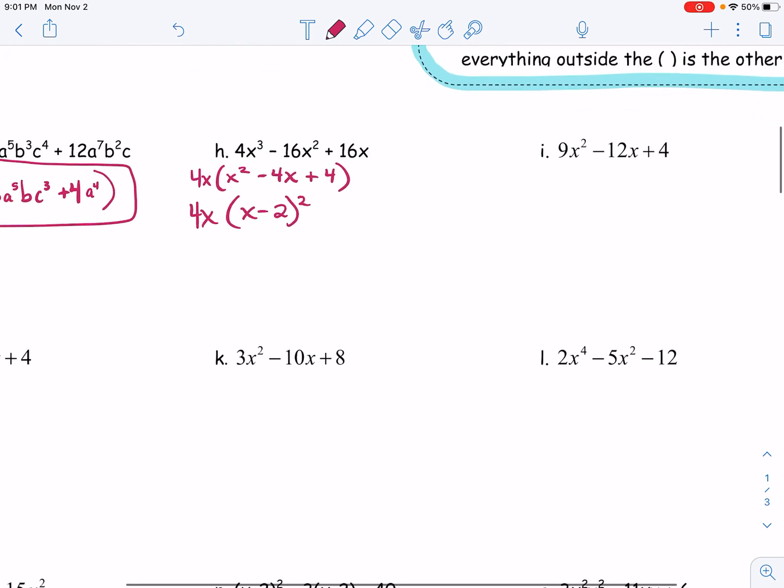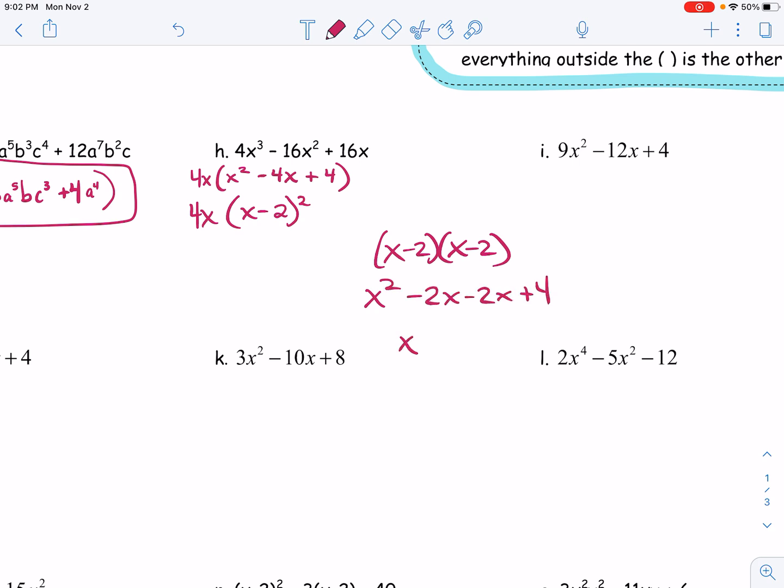And then you could always check yourself. What's x minus 2 times x minus 2? First times first, outer, inner, last, and there's my perfect square trinomial. If this would have been a plus 4, then that would have been positive, and that would have been positive, and so it would have been x plus 2 squared. You always take this sign.